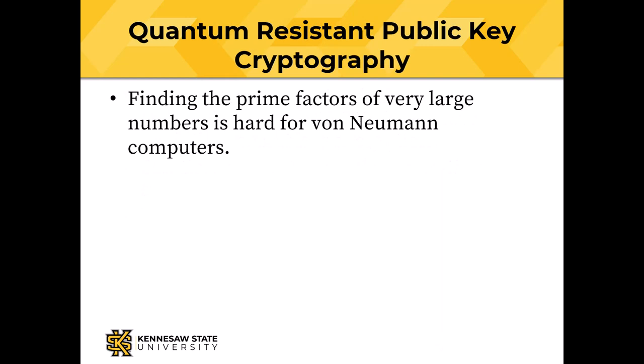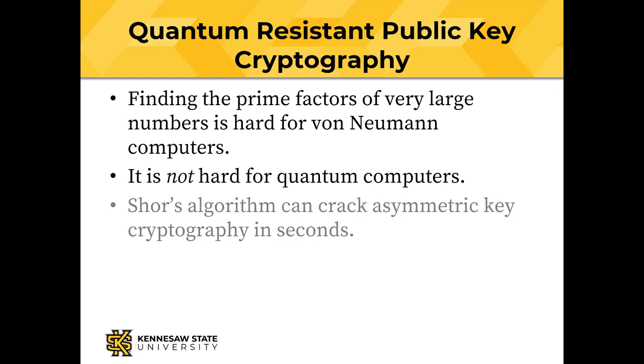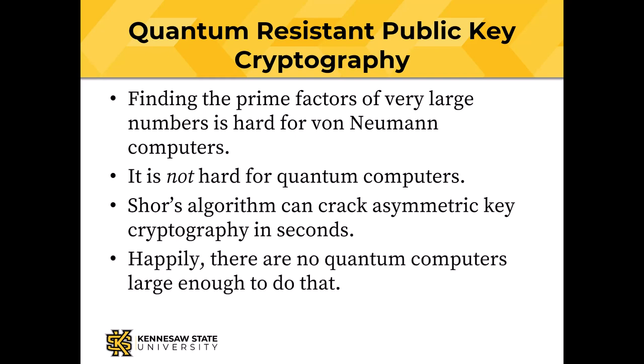Finding the prime factors of large numbers is intractable for von Neumann architecture computers. It is not hard for quantum computers. If this rings your chimes, look up something called Shor's algorithm, S-H-O-R. And if you understand Shor's algorithm, you probably understand quantum computers. You do not need to understand either of those things for this course. Shor's algorithm can crack that asymmetric key crypto in seconds. Okay, happily, there are no quantum computers big enough to do that.